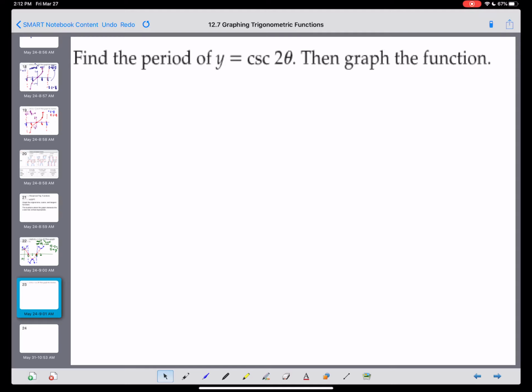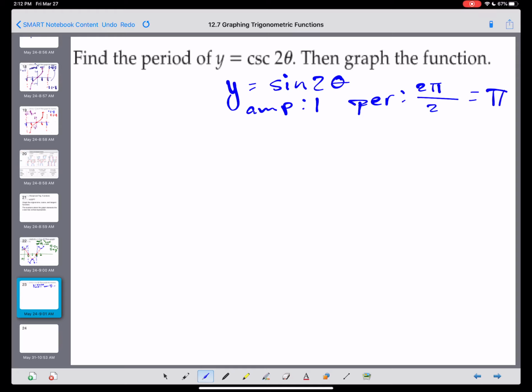I want to do this problem now. Y equals cosecant 2 theta. Remember, that's really graphing out sine, so that's y equals sine of 2 theta. So amplitude is 1. Your period is 2 pi over 2, which is just pi. And you want to just graph like normal.